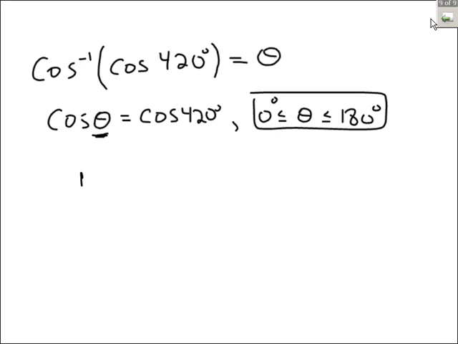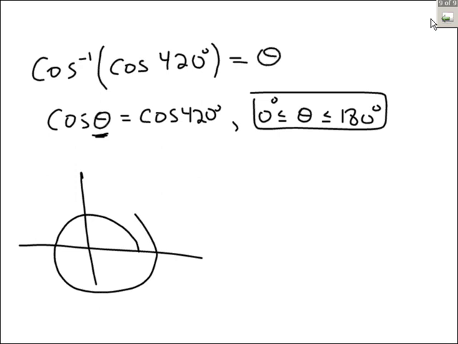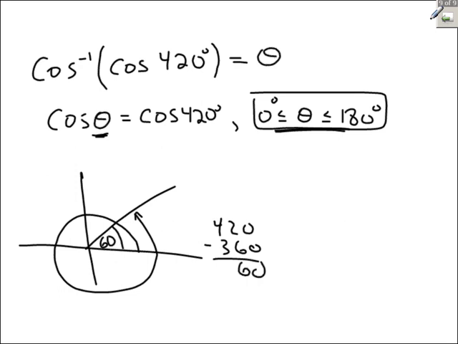So let's be clear where 420 is. Well, it's 360 and a little bit more, 60 more. 420 minus 360 is 60 degrees. That is, this angle right here, 60 degrees. But you know what? 60 is between 0 and 180. So we're done. Theta is 60 degrees.